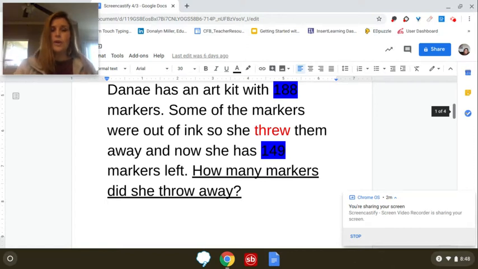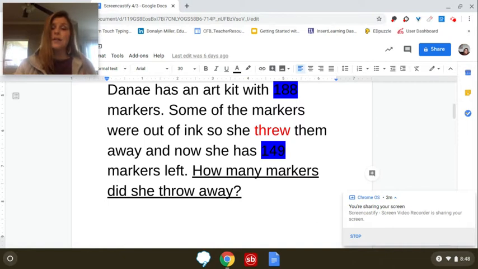Some of the markers were out of ink, so she threw them away. And now she has 149 markers left. I've highlighted that one in blue. How many markers did she throw away? The second thing we do is we underline the question, and I've done that right here with how many markers did she throw away?